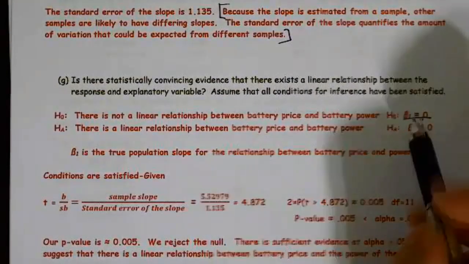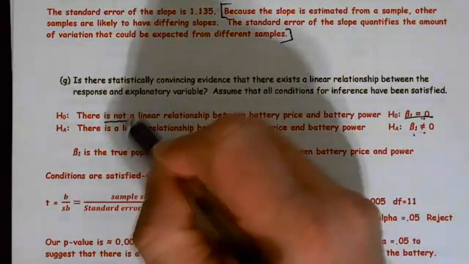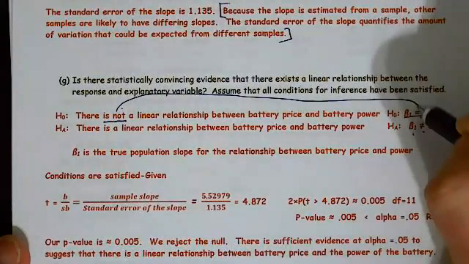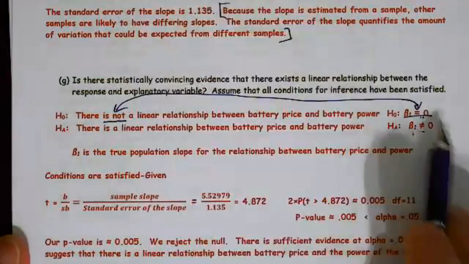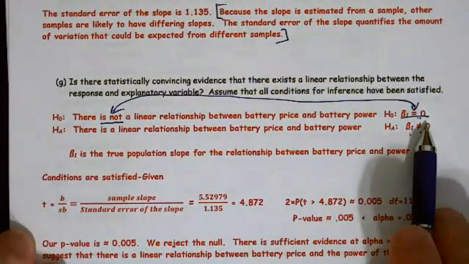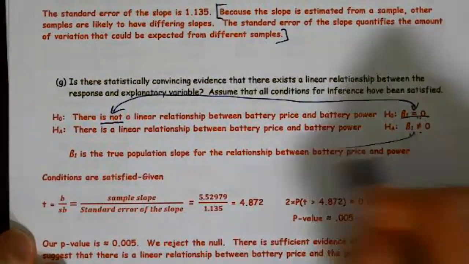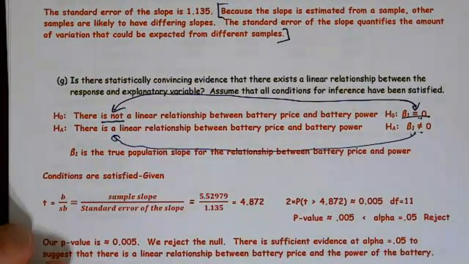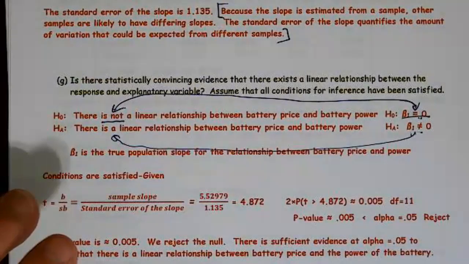If it equals 0, there is not a linear relationship. So be careful, because it's a horizontal line. In this case, it's saying it's not a horizontal line. So there is. Beta 1 is the true population slope for the relationship between battery price and power.